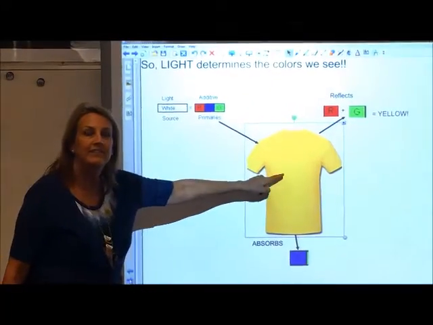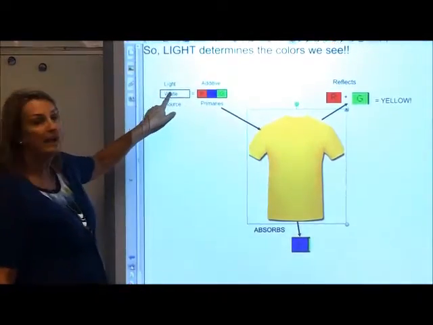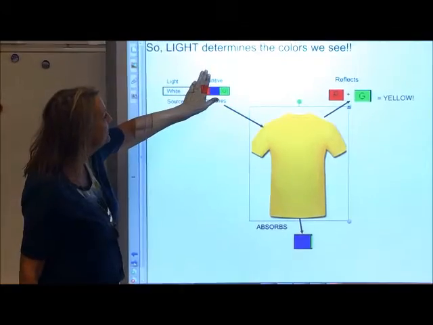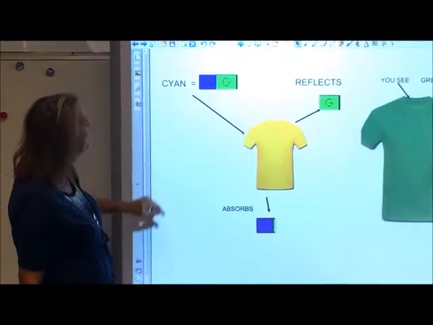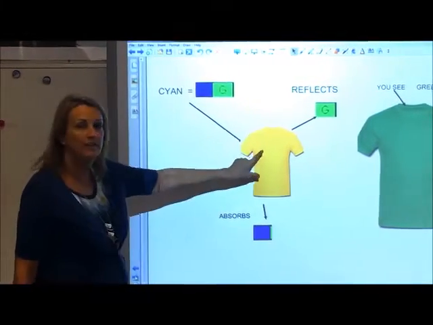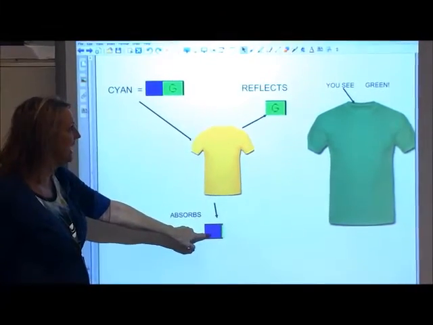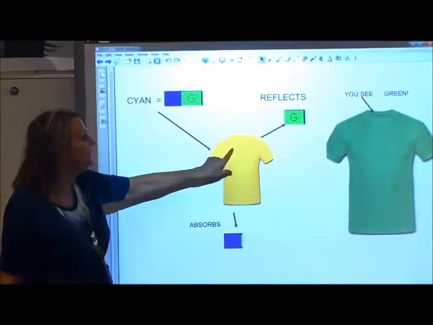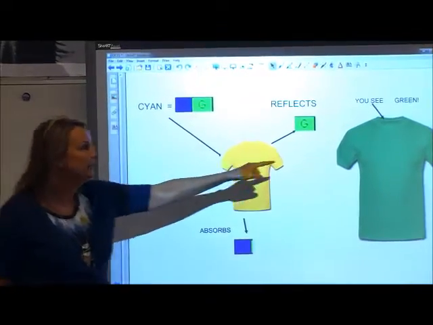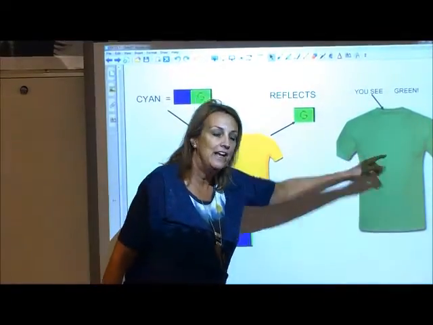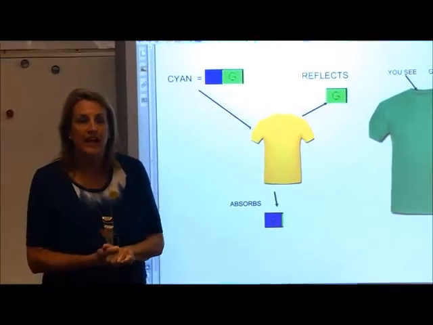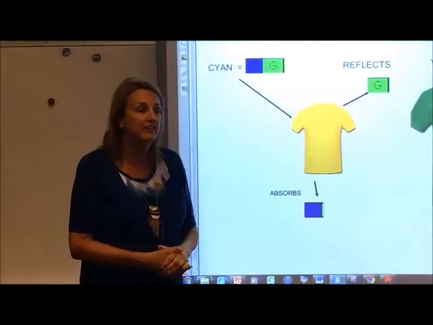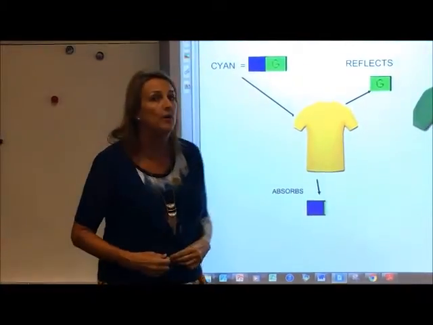Well, what if we take the same shirt, and instead of putting white light on it, we put cyan, so we're just going to have the blue and the green light hitting it. If we do that, we know this shirt, this material absorbs blue light. All that's left to reflect is green. So if we put this shirt under cyan light, what we're going to see is green. So that gives you a little information on how colors work. We're going to have a guest speaker now who's going to tell you a little bit more about it.